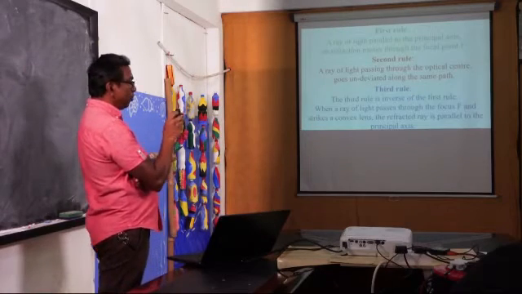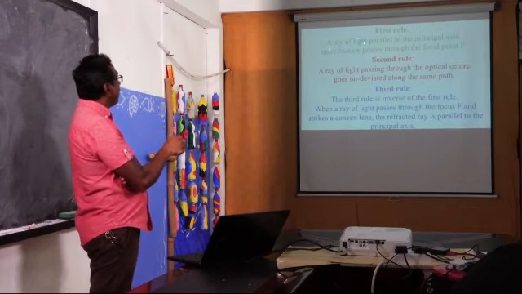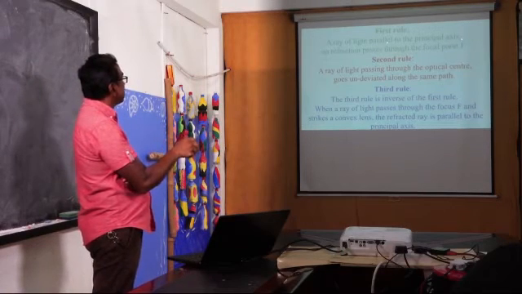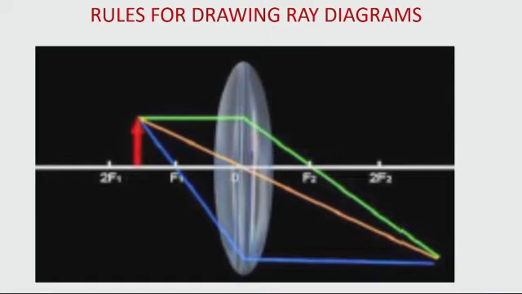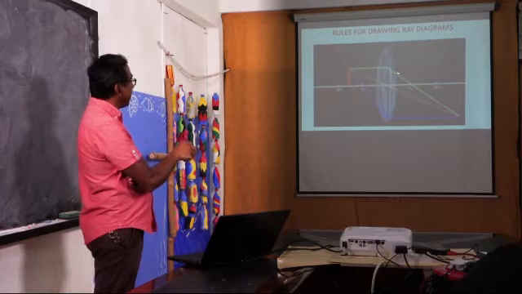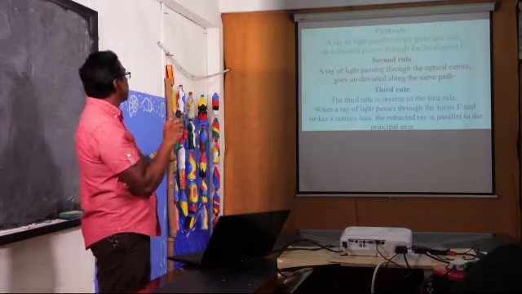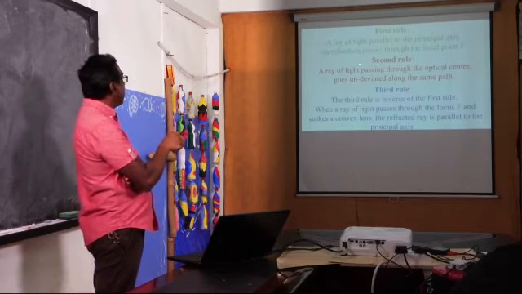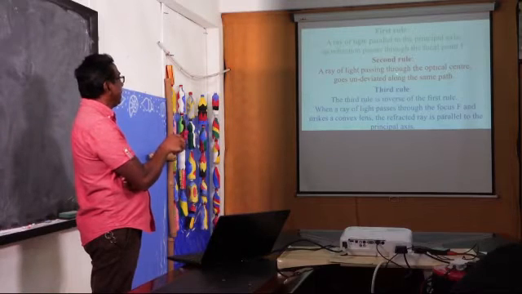Now, first rule in drawing, in positioning your image. Ray of light parallel to the principal axis, on refraction, passes through the focal point. Ray of light parallel to the principal axis, on refraction, passes through the focal point. It has to go through F. First rule. Second rule. Ray of light passing through the optical center goes undeviated along the same path.